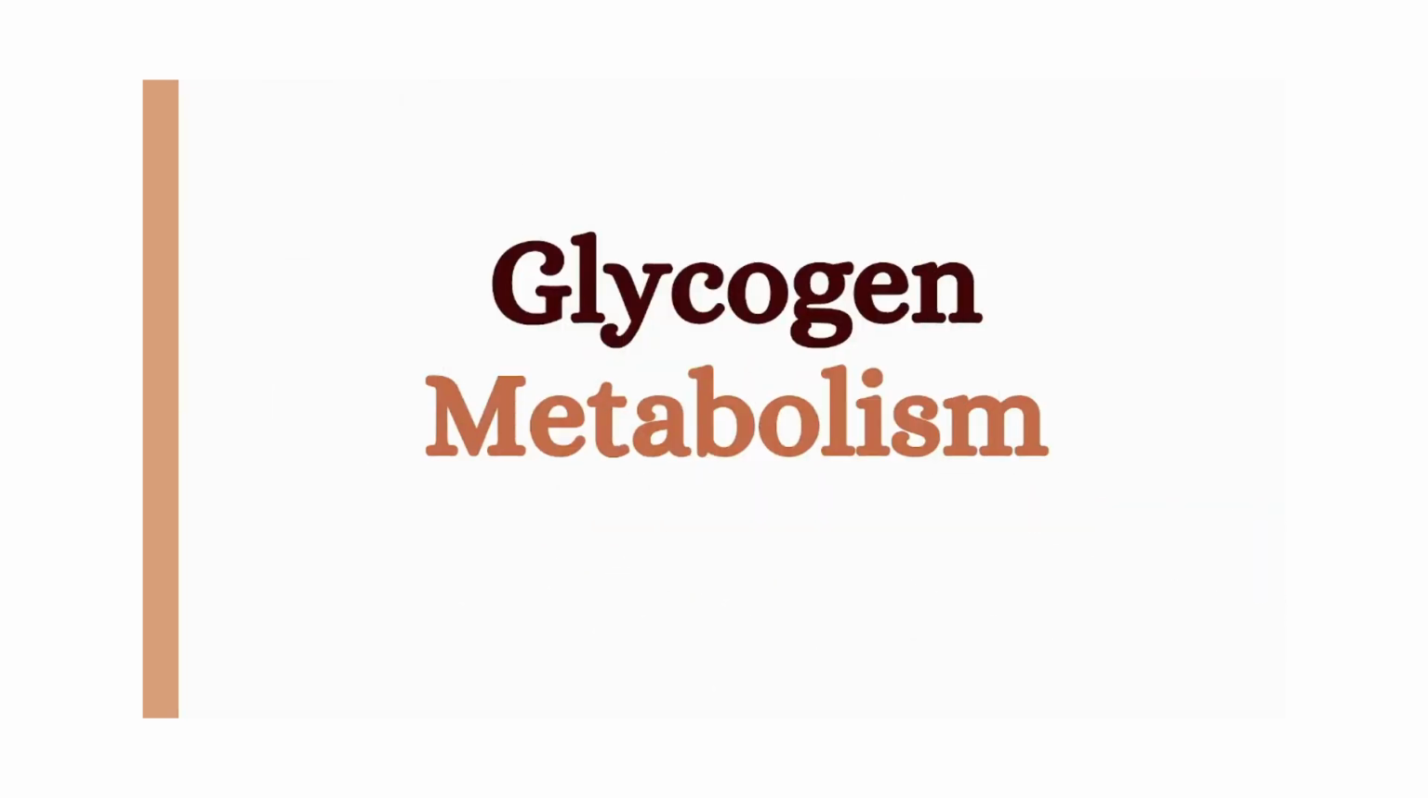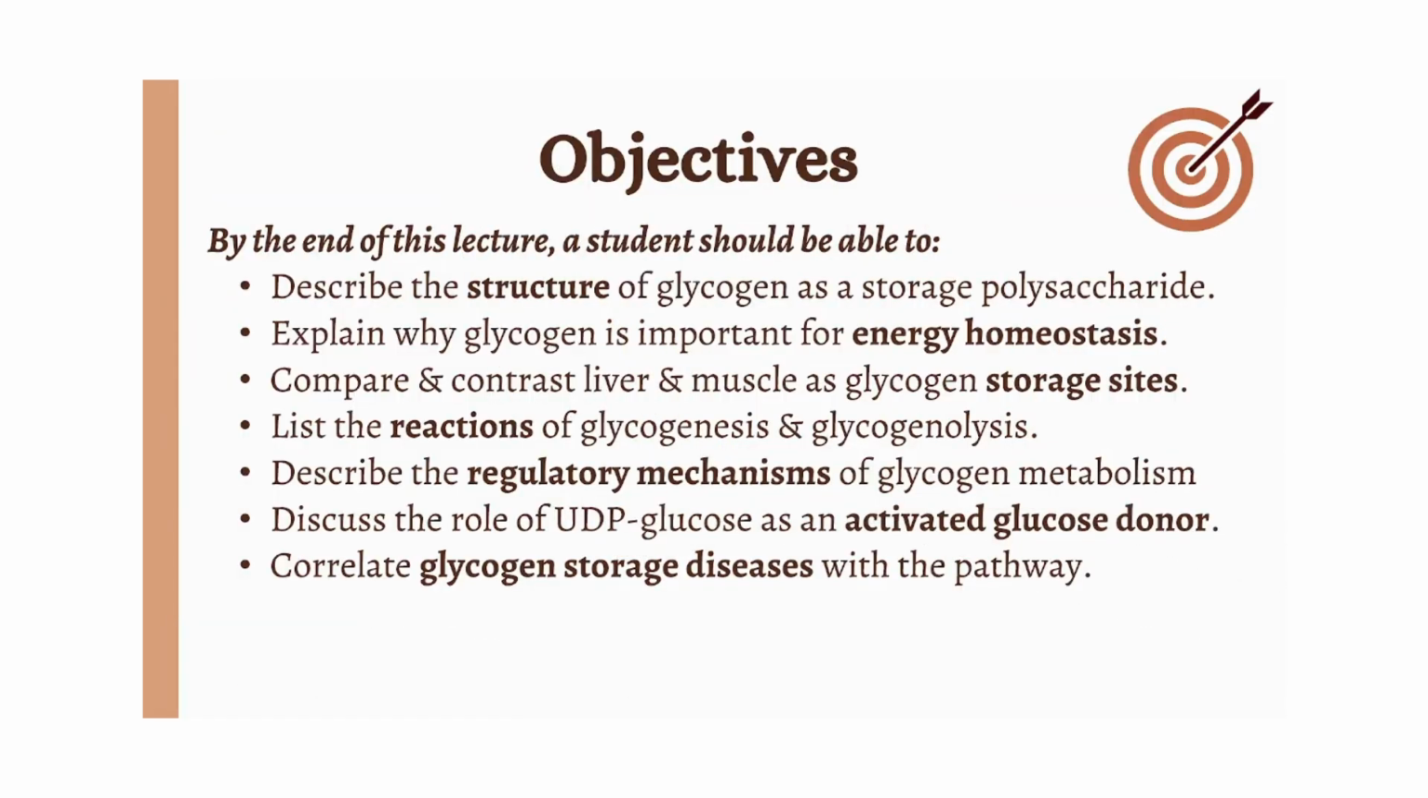We will discuss glycogen metabolism, and our objectives are to be able to describe the structure of glycogen as a storage polysaccharide, to explain the role of glycogen in energy homeostasis, to compare and contrast liver and muscle as glycogen storage sites, to list the reactions of glycogen synthesis and breakdown, to describe the regulatory mechanisms of glycogen metabolism, to discuss the role of UDP glucose as an activated glucose donor, and finally to correlate glycogen storage diseases with the respective steps in the pathway.